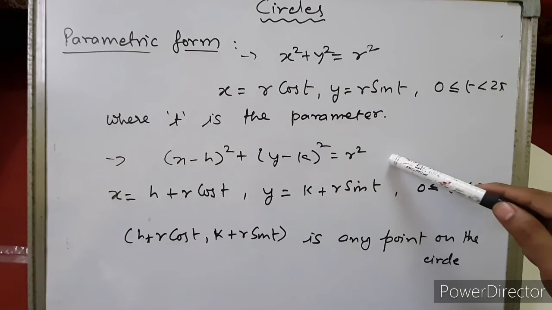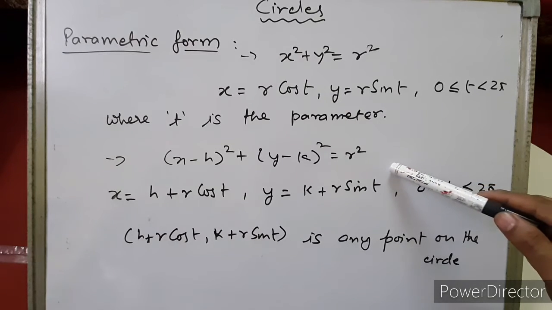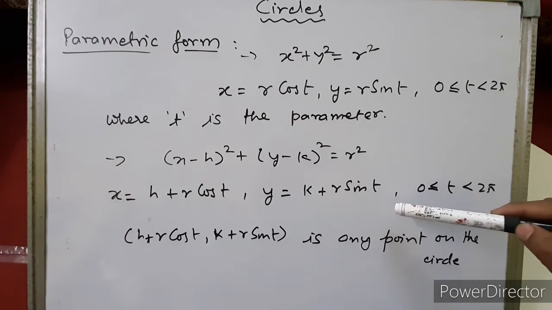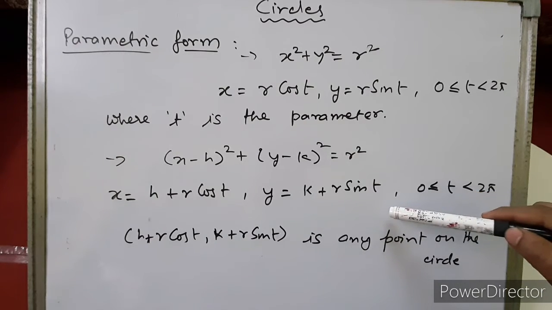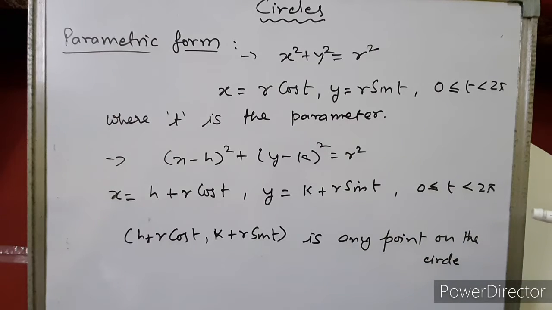And if the equation of the circle is given as x minus h whole square plus y minus k whole square equals r square, then the parametric form will be x equals h plus r cos t, comma y equals k plus r sin t. Again, the value of t will lie between 0 and 2 pi; t will be greater than or equal to 0 and less than 2 pi. And then the coordinates of any point lying on the circumference of the circle will be h plus r cos t, comma k plus r sin t.